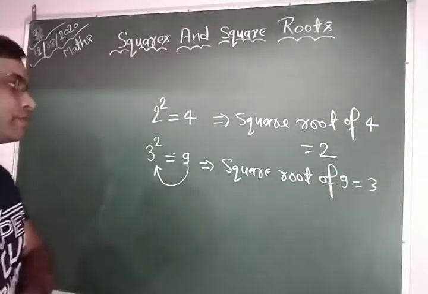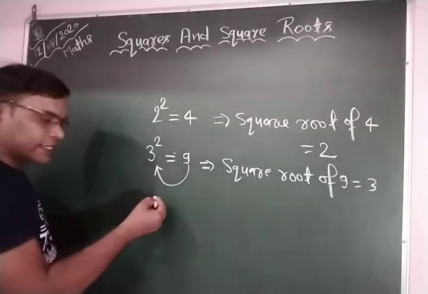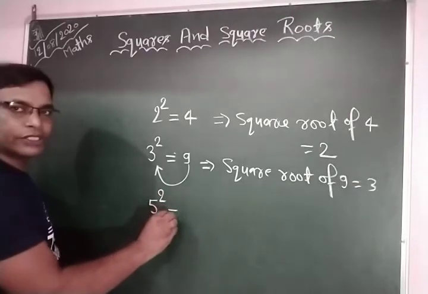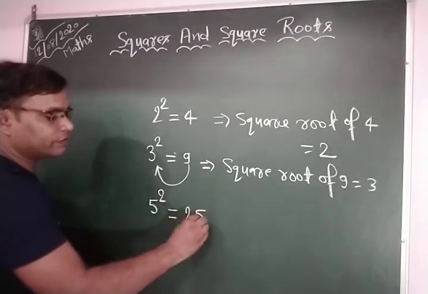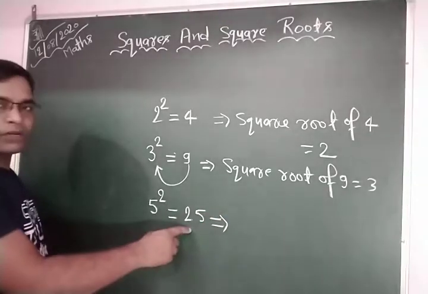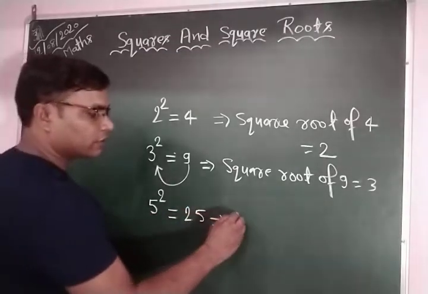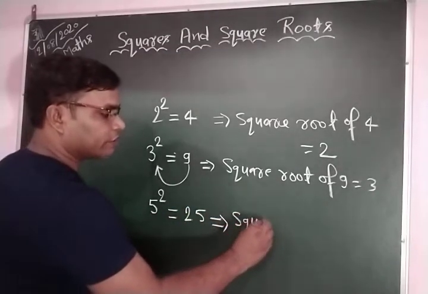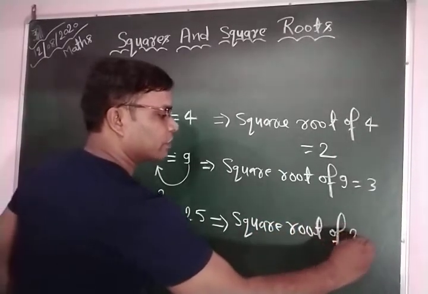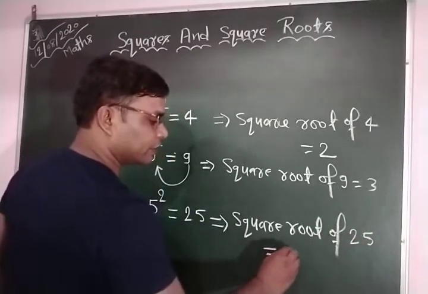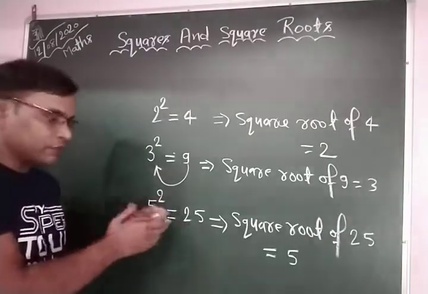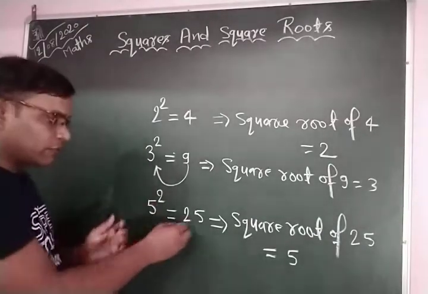Okay, now again we take another example. The square of 5 is equal to 25. Okay, so the square root of 25 is 5. So you can write here the square root of 25 is equal to 5. Okay, so here you can see the square of 5 is 25 and the square root of 25 is 5.